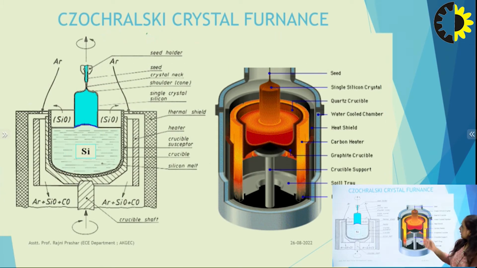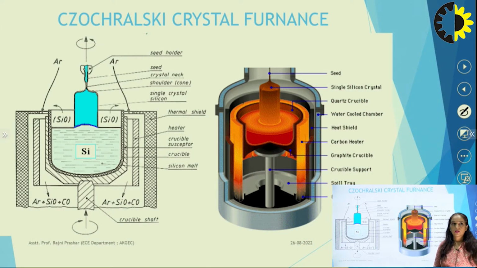This is the pictorial diagram of the machine which is used in foundries to grow the silicon ingot. This is the silicon ingot which is grown as a result with the help of this Czochralski crystal furnace. And this is the diagram which we are going to study and draw in this course. In this Czochralski crystal furnace, we have this seed holder which is used to hold the seed.